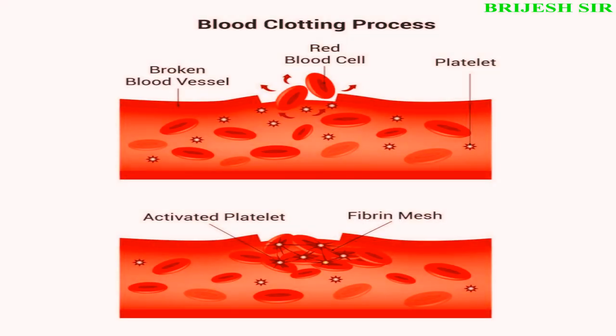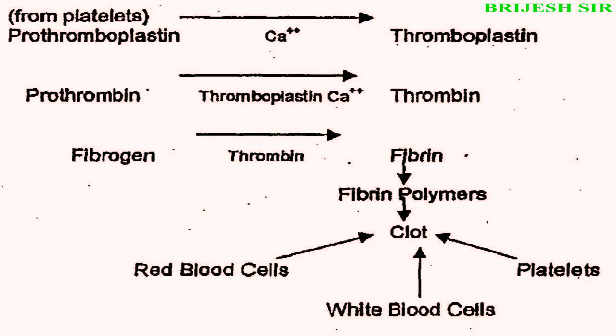Blood clotting. When you get injured, platelets and proteins in the blood form a clot to stop bleeding. This is a complex chemical process involving thromboplastin, prothrombin, thrombin, fibrinogen, and fibrin.